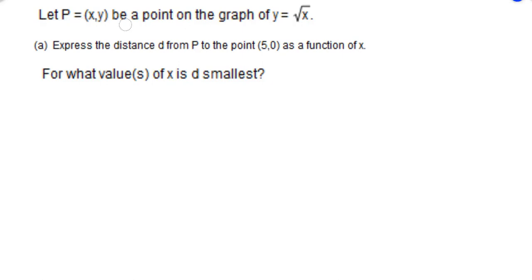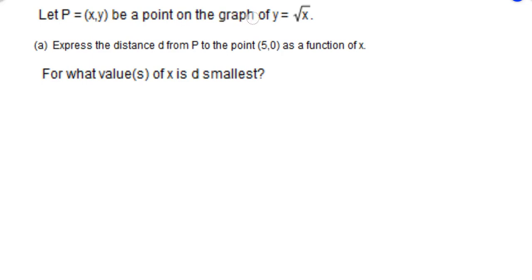Let P be a point on the graph of y equals square root x. Express the distance d from a point P to the point (5, 0) as a function of x. And then we want to find for what values of x is d the smallest. So let's start by drawing a picture so that we can understand the problem better.